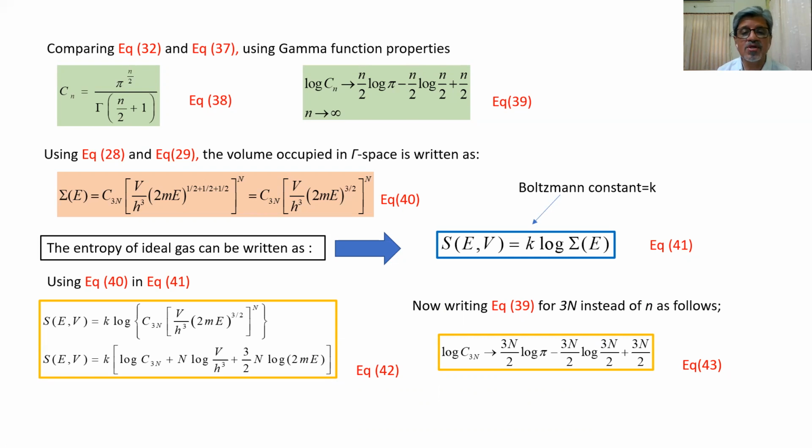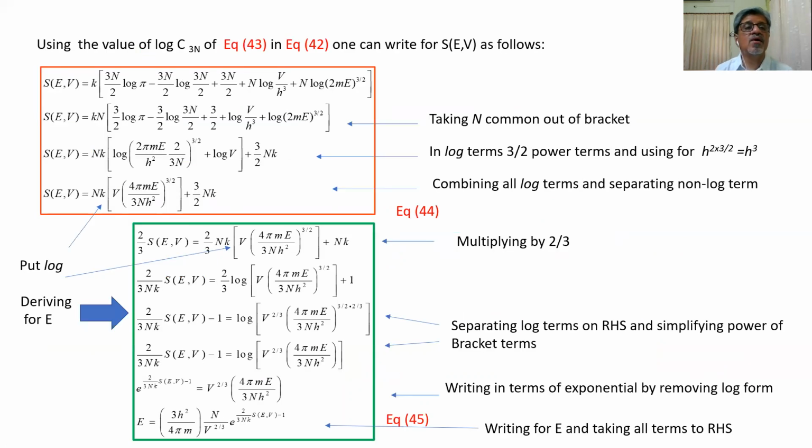Now writing equation number 39 for 3n instead of n. In 39 we have written for C_n, and now we have to write for log C_3n. It can be written by the same equation, and that is represented by equation number 43. Now, using the value of log C_3n from equation number 43 in equation number 42, one can write the entropy function S(E,V) as follows. That is represented in a red box, so we focus on the red box.